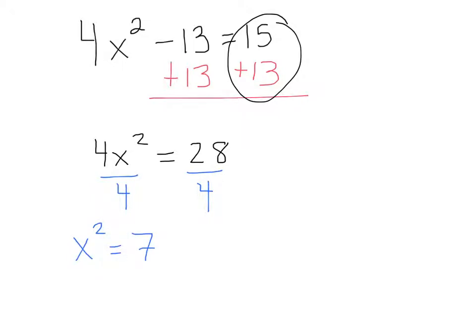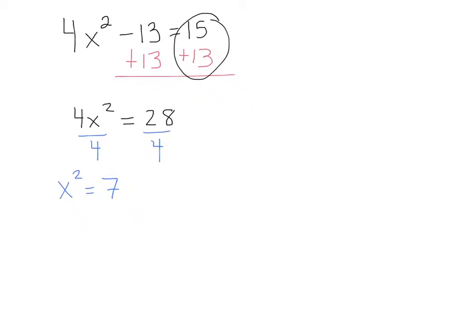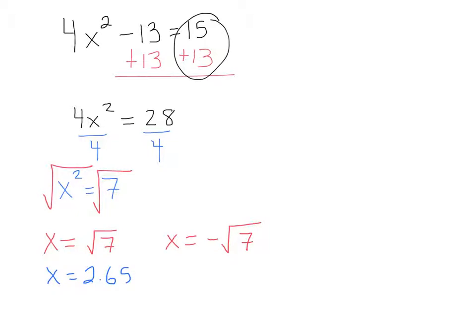Okay, I'm not quite done, but I'm getting close. Now what should I do? Square root both sides. Okay, so I have x equals whatever the square root of 7 is. And I also have x equals the negative of that, right? The negative of whatever the square root of 7 is, don't I? Okay, so y'all type that in your calculator real quick. All right, so this rounds to x equals 2.65 and x equals negative 2.65.